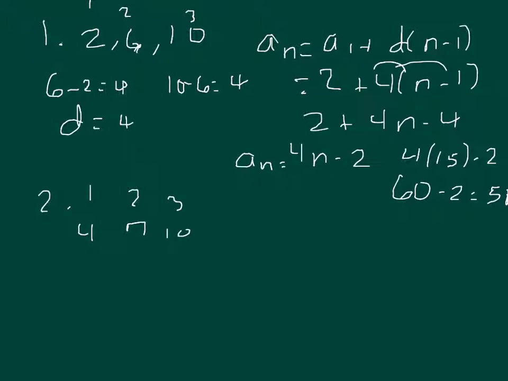So it had a common difference: 7 minus 4 is 3, 10 minus 7 is 3. So you take any term in the sequence and subtract the previous term. Remember, that's the formula to find the common difference. And so the common difference is 3.